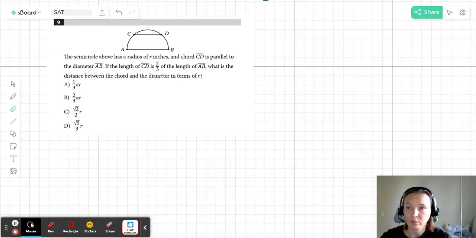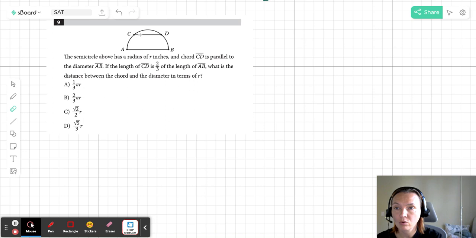Today's problem is from geometry. We have a semicircle. The radius is r inches. Chord CD is parallel to the diameter AB. The length of CD is 2/3 of the length of AB.